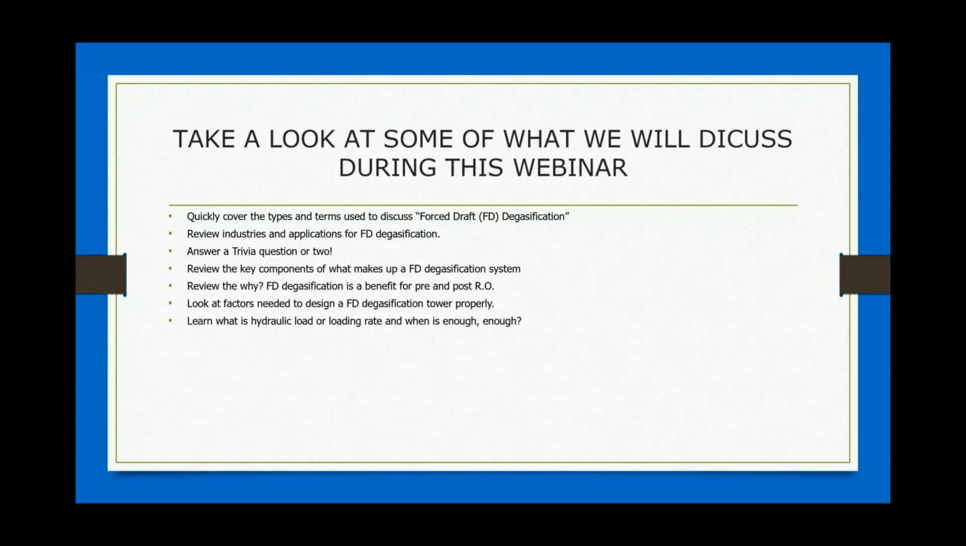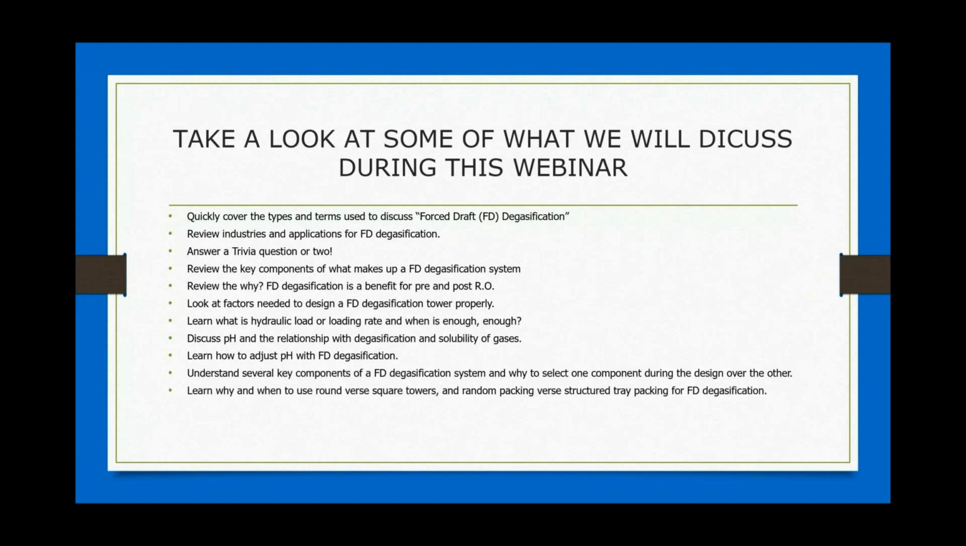So when applying hydraulic load into a degasifier, when you get to a failure load through hydraulic flooding. We'll discuss pH and the relationship of degasification and solubility of gases. And we'll learn how to adjust pH with forced draft degasification. Select one component during the design over another component. And then we'll learn why and when to use round forced draft degasification towers versus square, when to use random packing versus structured tray packing for degasification.